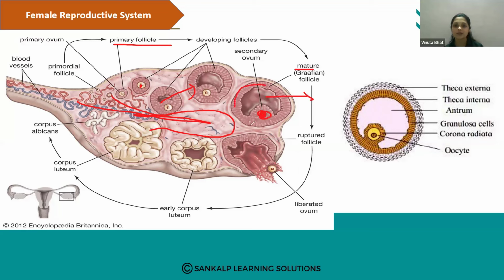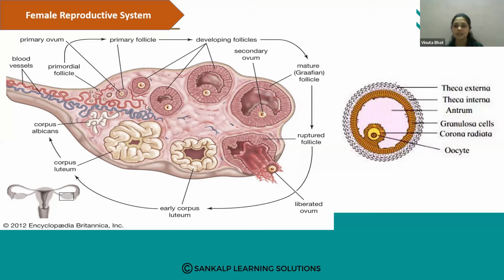And when the Graafian follicle ruptures, see, the ovum is released. Can you see it? The remainder of this Graafian follicle is called the corpus luteum, and the corpus luteum will become the corpus albicans. Okay, so like this the development of the follicles and release of the ovum take place inside the ovary. We saw what the ovary structure is like and how follicle development takes place inside the ovary.